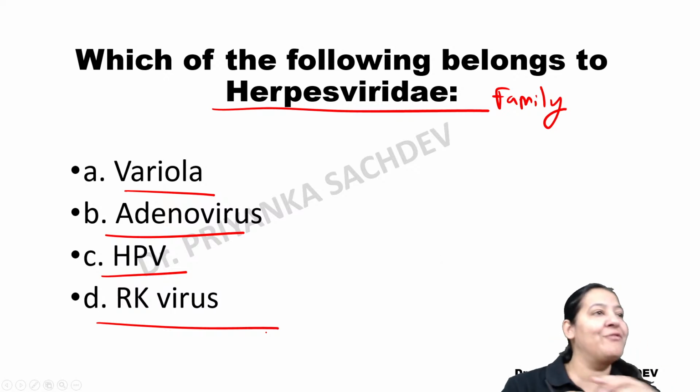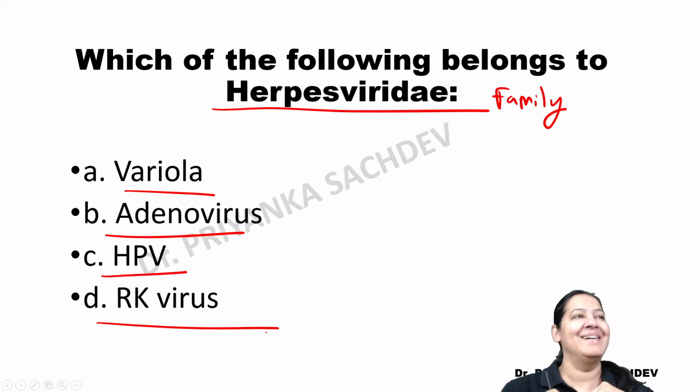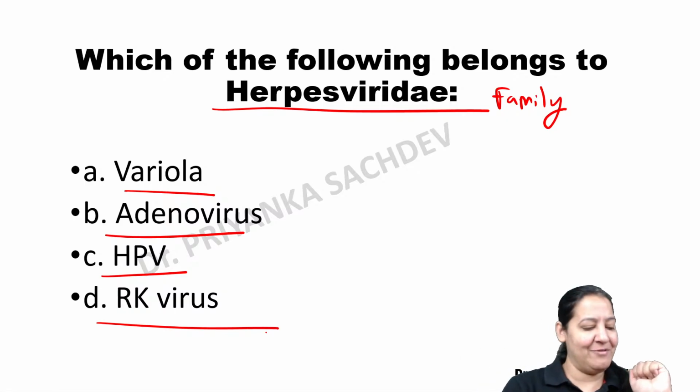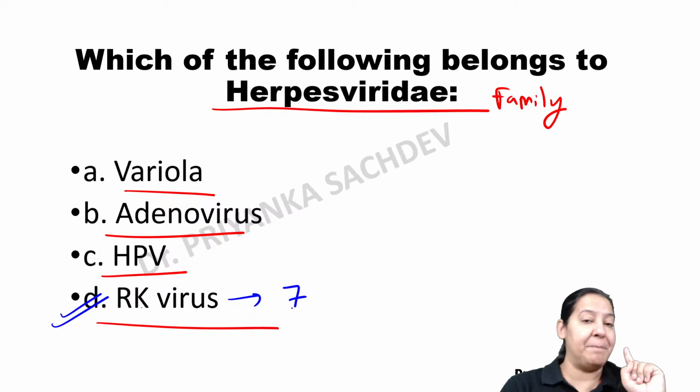I guess many of you have already started answering. Yes. Very good. What is the correct answer here? I want everyone to participate. Yes, Soumya and Kian. Yes, Pankaj. The correct answer here is D. So, RK virus. Which virus? It is the type 7 virus.